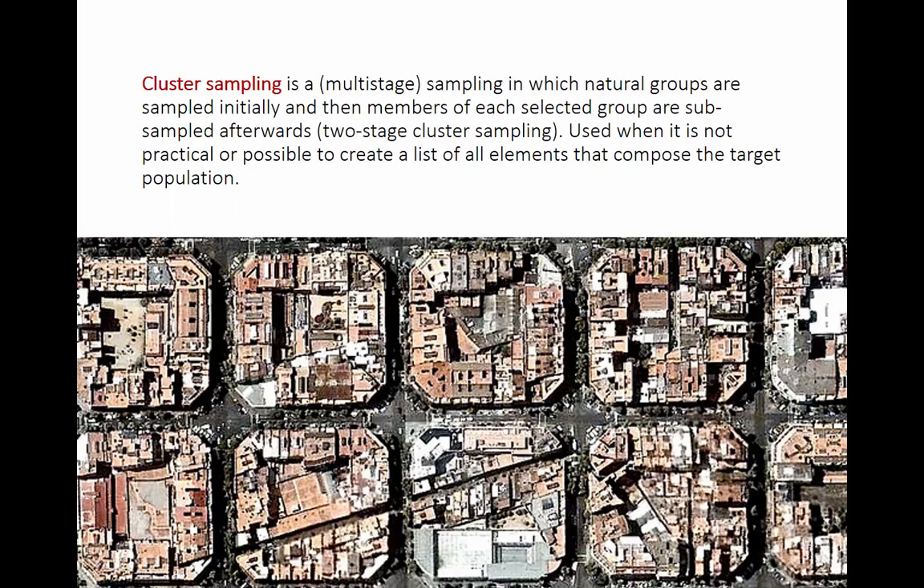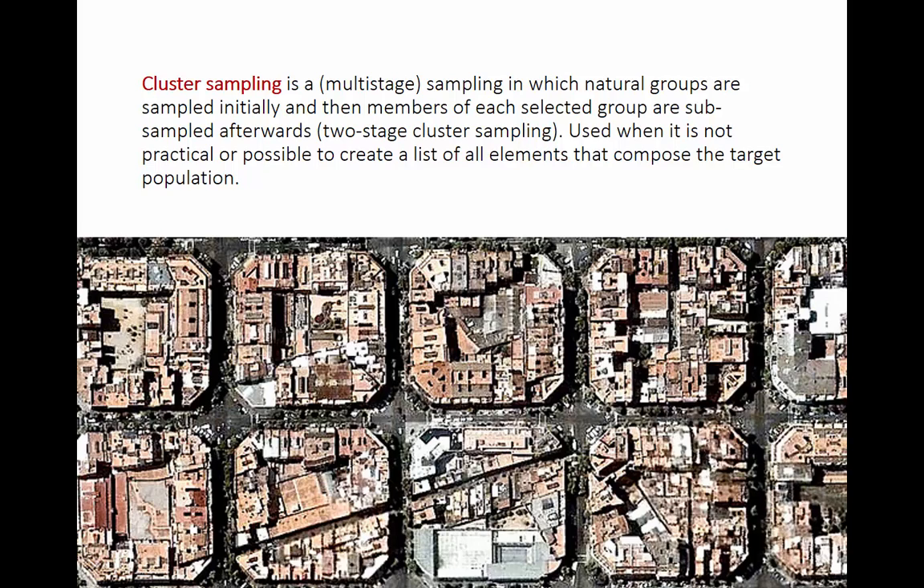Now the last one that I want to briefly mention is cluster sampling. Cluster sampling is also used a lot. Cluster sampling is essentially the idea that there are some natural groups out there that I can sample first, and then I select individuals from these groups in the next stage. Where this is used a lot is actually with city blocks.